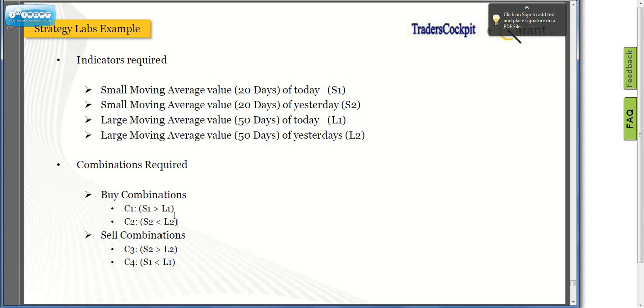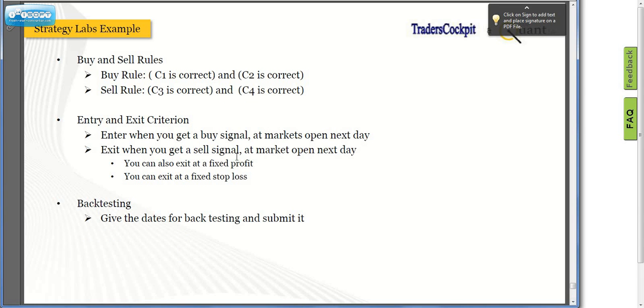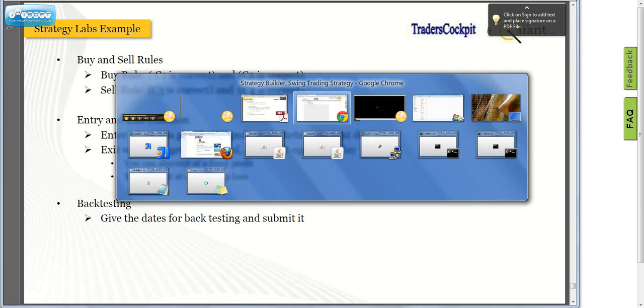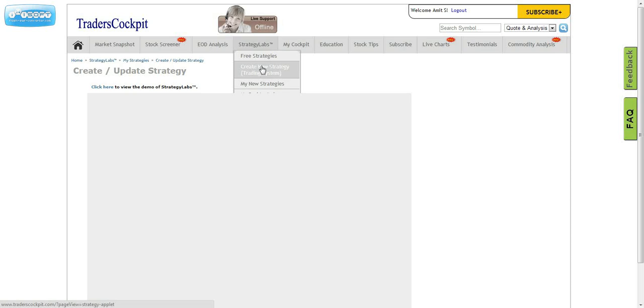Similarly, when you want to tell the software to sell the stock, the opposite happens: today's 20-day is below the 50-day (C4), and yesterday it was above, S2 greater than L2. So with these simple 4 conditions, a crossover system can be easily defined. Then we put all those things together in a rule. I'll just show you. We'll actually create the trading system now.